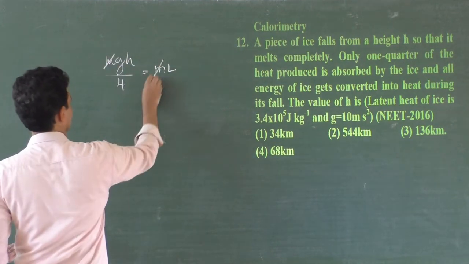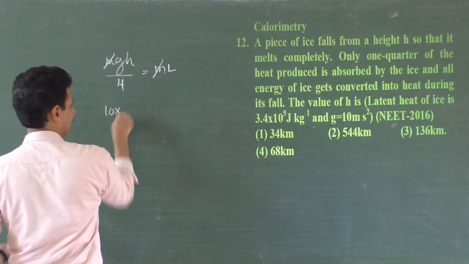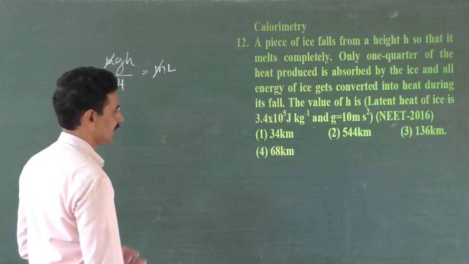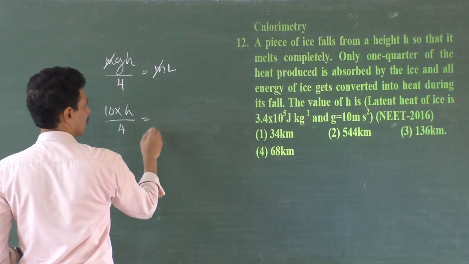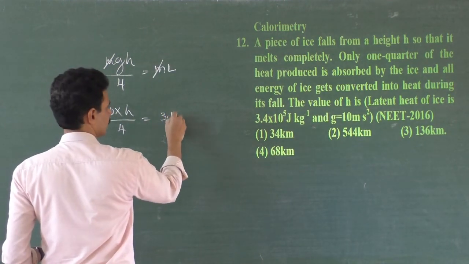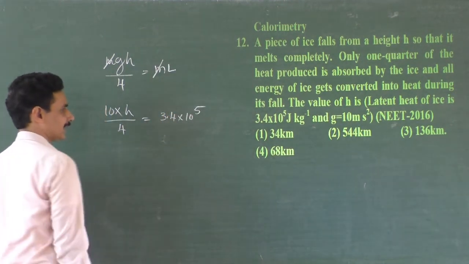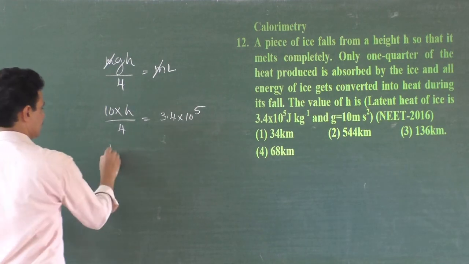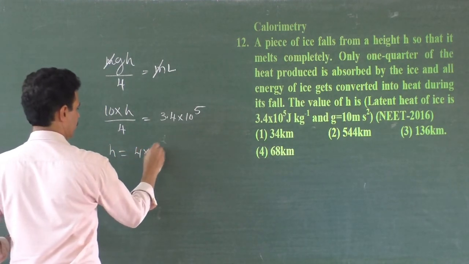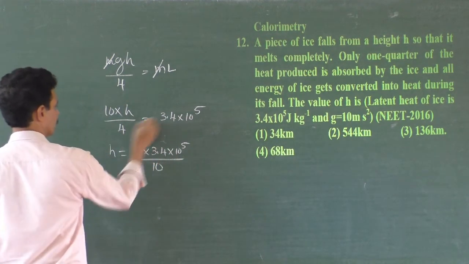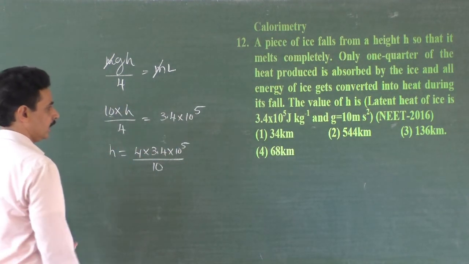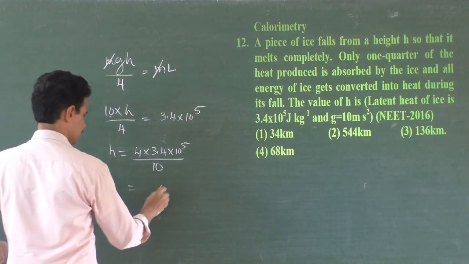m gets cancelled, same ice. g I will take as 10, whatever they have given, because I have the nearest answer. g times h divided by 4 is equal to latent heat of fusion of ice, 3.4 into 10 to the power 5 joule per kg. So h is equal to 4 into 3.4 into 10 to the power 5 divided by 10. 4 here, 10 here. This is 16.